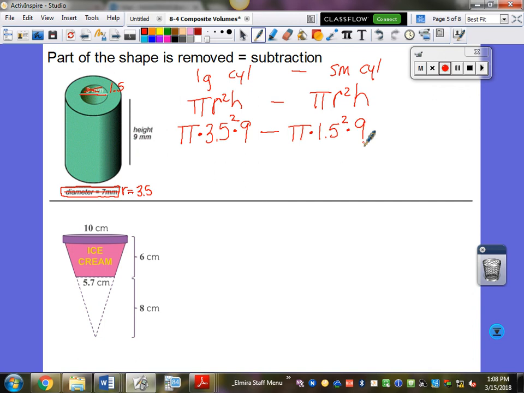So this one we are going to answer in terms of pi. Okay, so let's see. I'm only going to type in this part, the minus sign, and this part. I'm going to leave off the pi's. So 3.5 squared times 9 minus 1.5 squared times 9. And I get 90. Bring down the pi, 90 pi. Okay, in the next diagram, it's really easy to see the smaller cone right here.